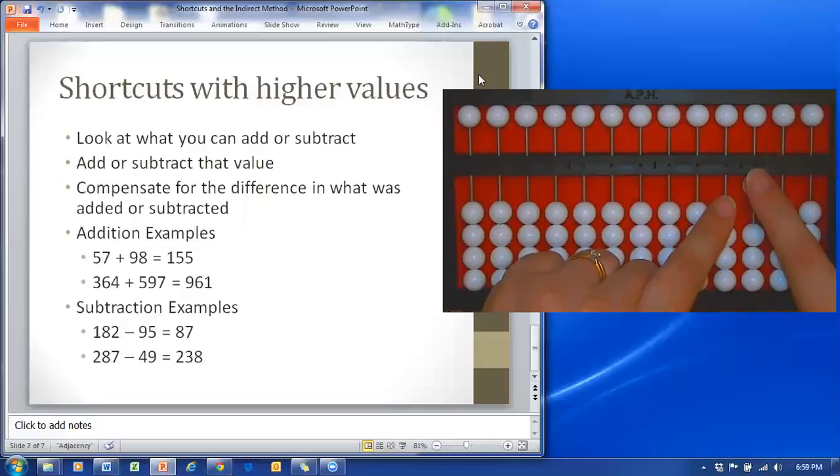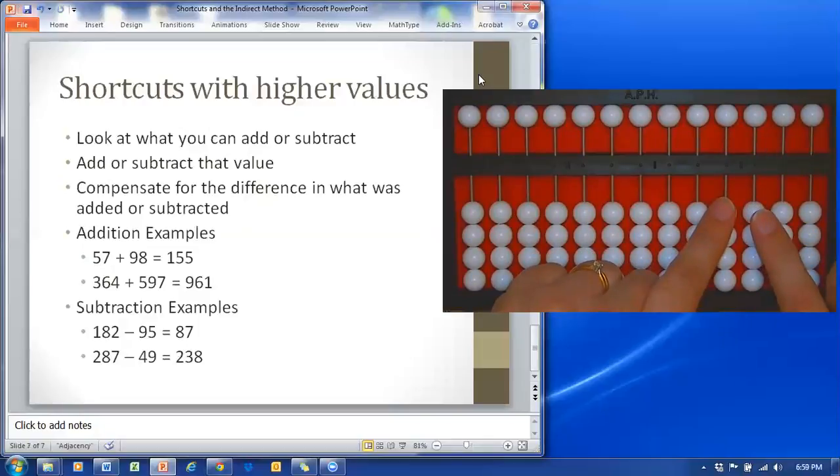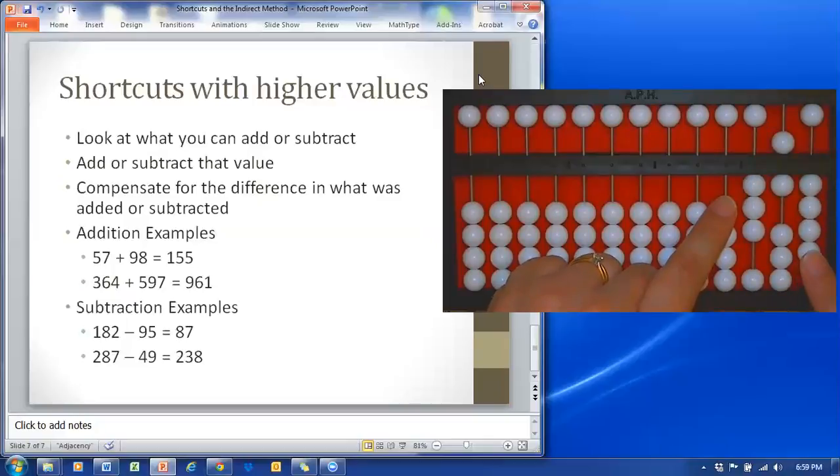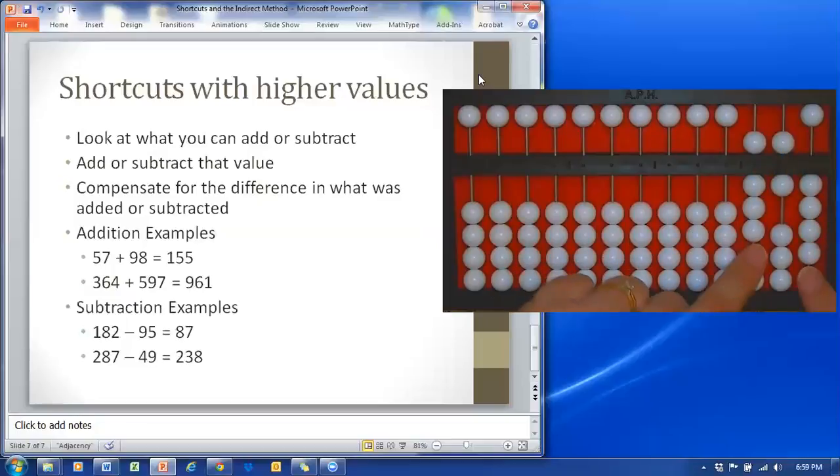All right. In the next example, 364. And in this case, I want to add 597. Well, let's go ahead and add the 500 because I see that 5 bead in the hundreds spot. So I've added my 500. Now, for my 97, I notice that that's really close to 100. And there's 3 tens that I could add. There's 5 ones I could add.